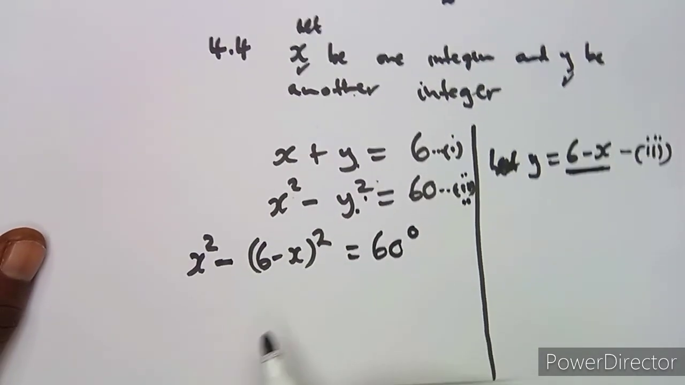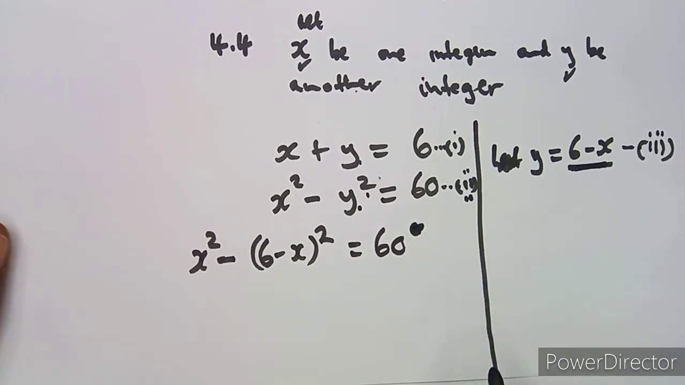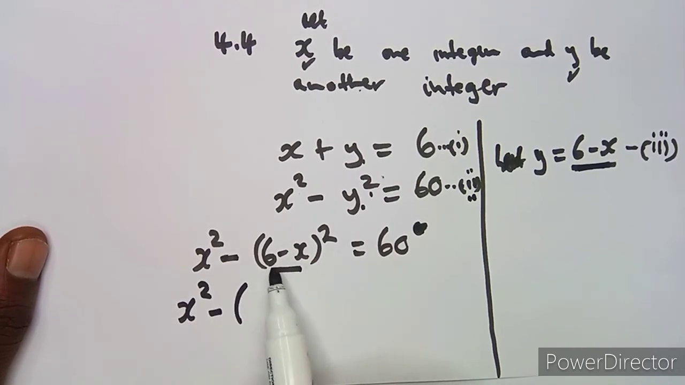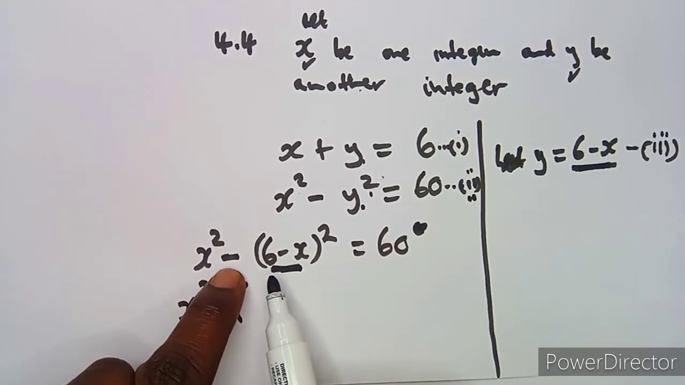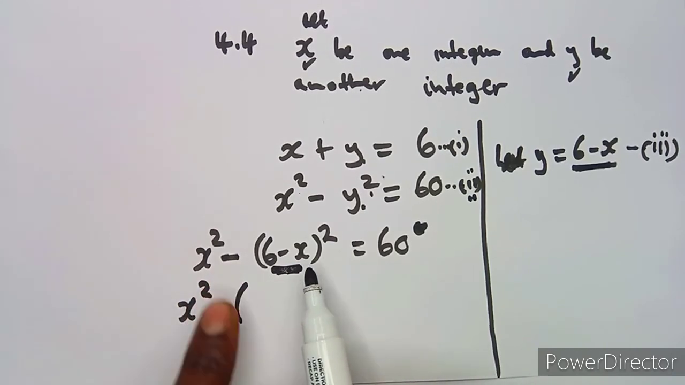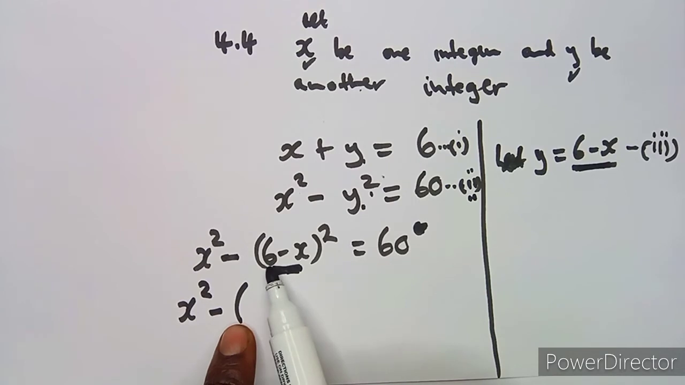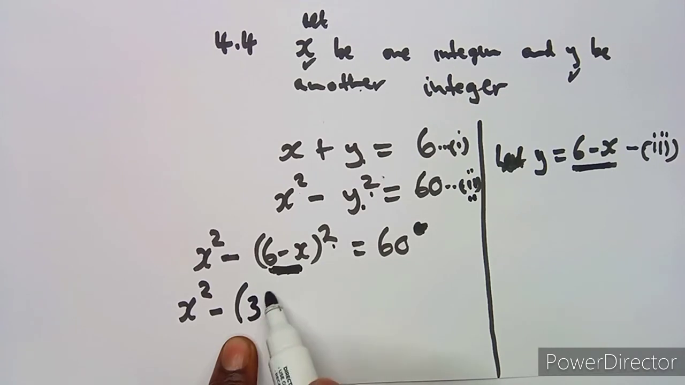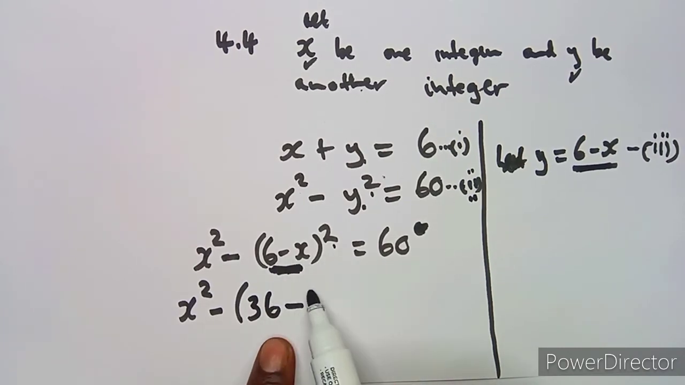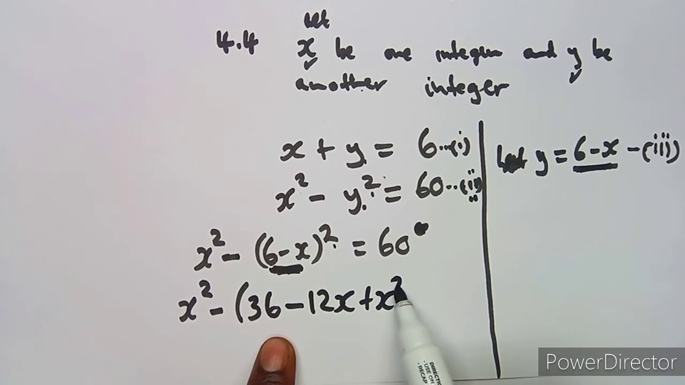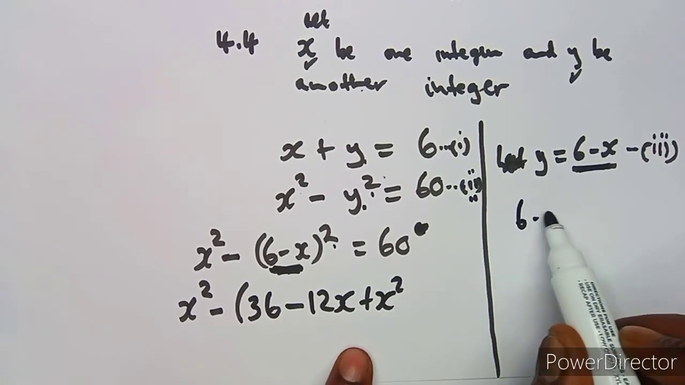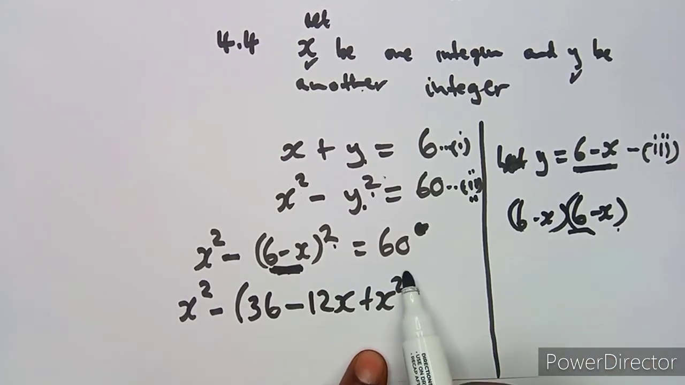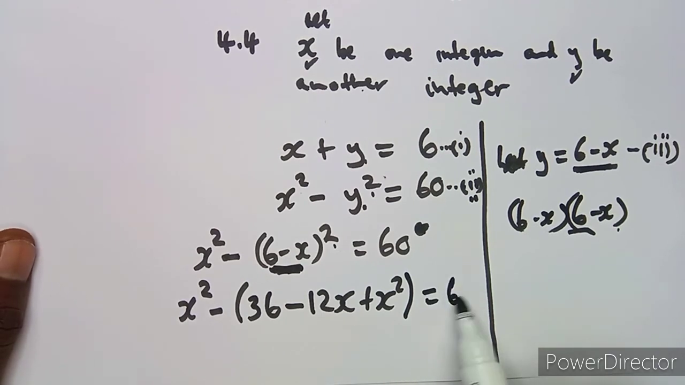Now expand this. We are going to have x squared minus, so I want you to expand this. Take note, the minus is going to affect the answer that you're going to have, so you have to open the bracket. Remember, you can use the identity: that's going to be 6 squared, which is 36, minus 12x plus x squared. That is what you're going to obtain, or you can expand the two brackets separately; it's fine, you're going to obtain the same answer. All of which is equal to 60.